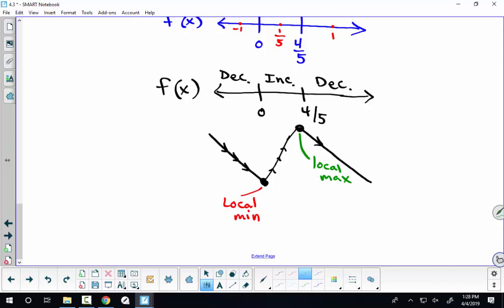Is everybody cool with that? Does that make sense? Are there questions or comments? That's at 0 and 4/5. Yep, so that's occurring at those critical points that we found in the first derivative. Again, that diagram that we've written here in black is not necessary. It's just the conclusion and what the sign chart for the first derivative is telling us that is the necessary component.